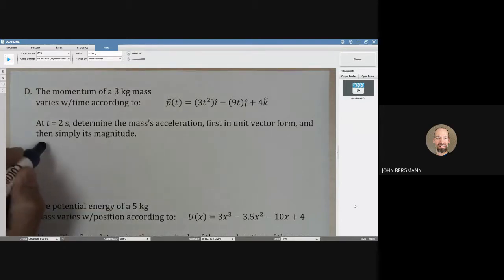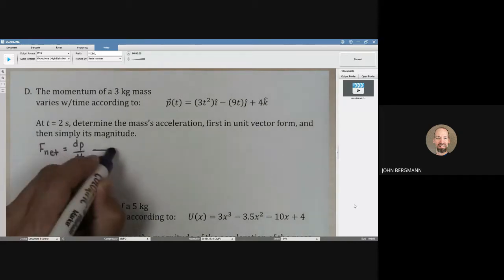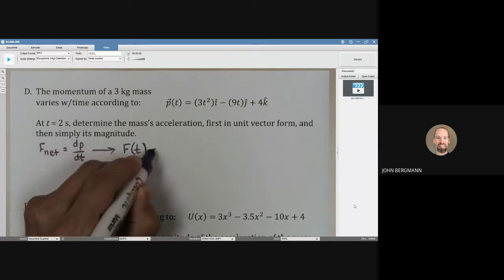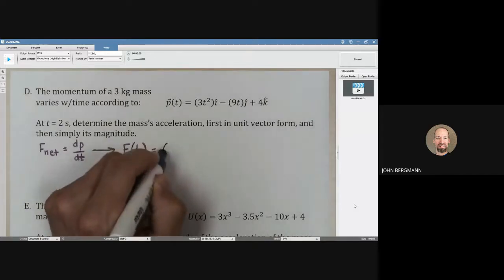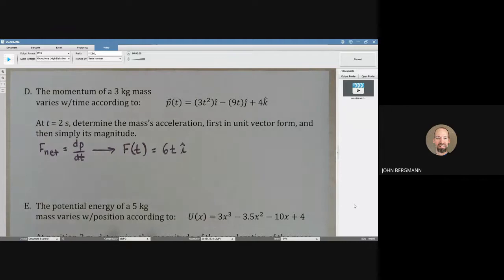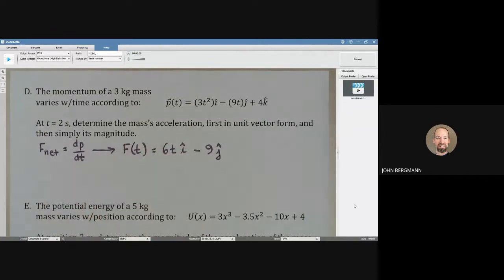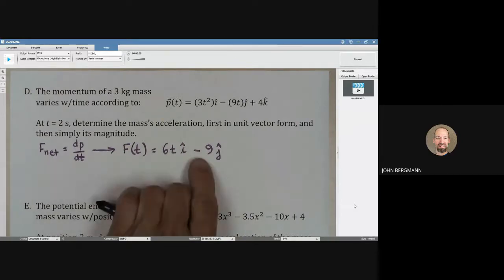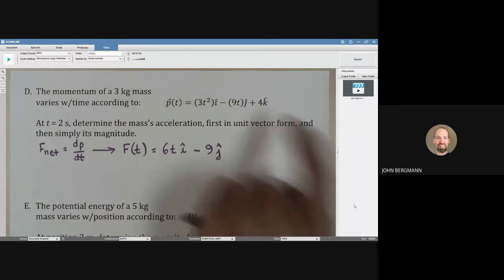Well, we remember that the force is the time derivative of momentum. So that means that the force equation is going to be the derivative of that equation at the top of the screen, which is going to be 6t in the i hat direction, or in the positive x direction, minus 9 in the y direction, because j hat refers to the y direction, k hat refers to the z direction. Well, when we differentiate that, we just get 0.